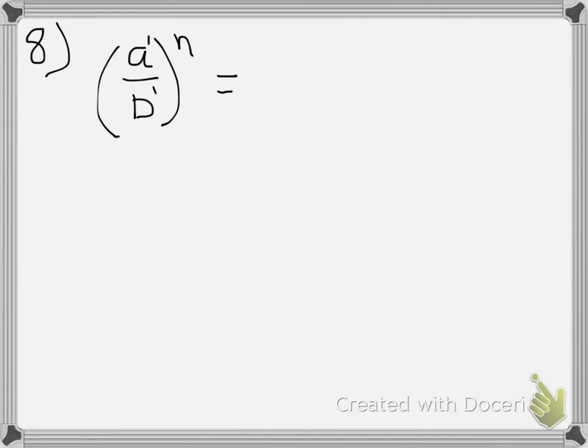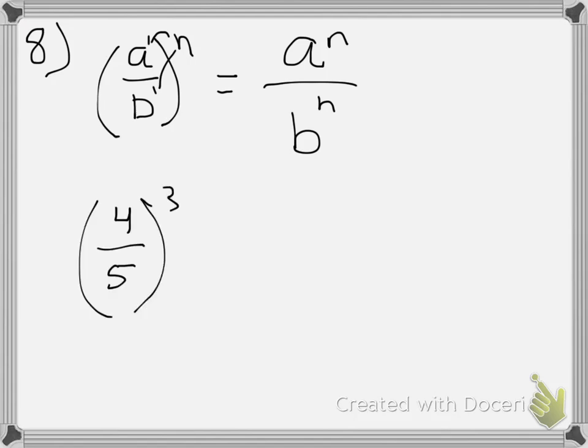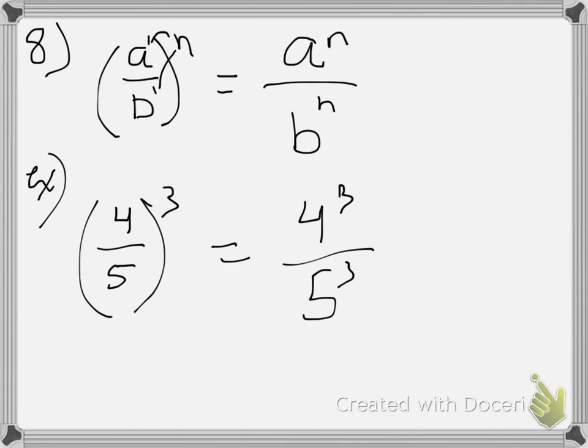And last but not least, that eighth one, where it's a over b raised to the n power. This is very similar to number 7. And think about a and b being raised to the first power, and I distribute the n onto both. It becomes a to the n over b to the n. So if I had, I don't know, how about 4 over 5 to the 3rd power? That becomes 4 to the 3rd power over 5 to the 3rd power.